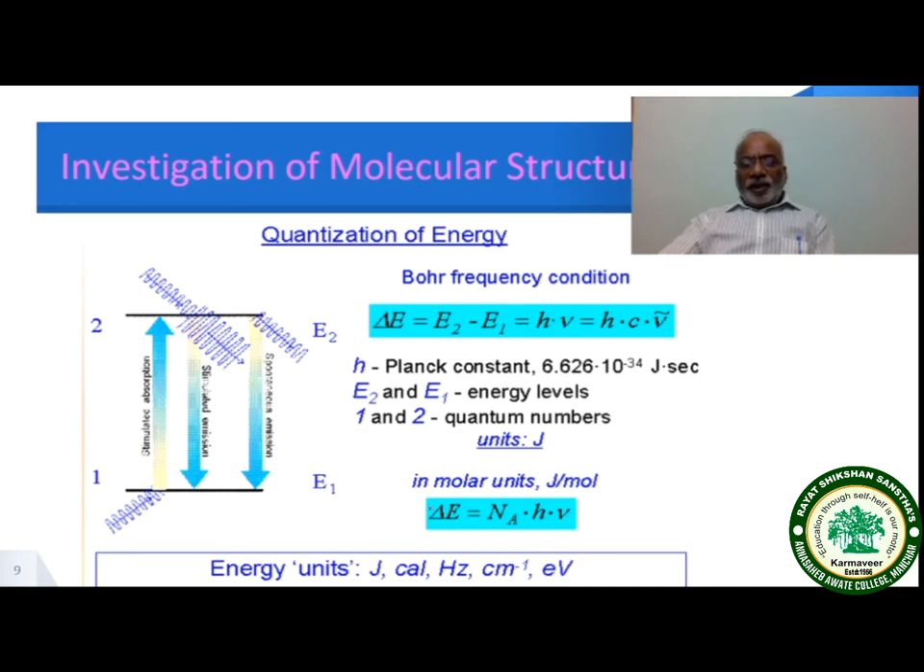This is the energy. Energy may be measured in ergs, calories, or joules, and if it is for a mole, then it is ergs per mole, calories per mole, or joule per mole. And in spectroscopy, as I told initially, the energy units are not only joule or calorie or ergs, but hertz, meaning cycles per second, or centimeter inverse, or even sometimes electron volt.